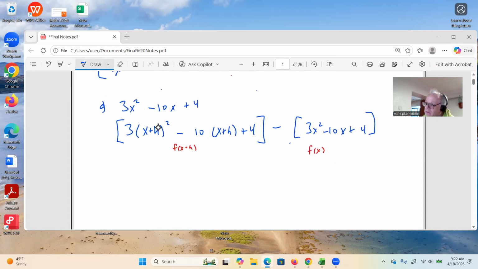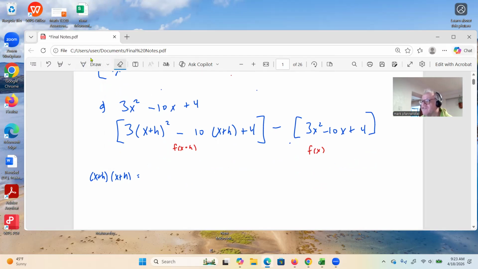So we've got a squared. Exponents take place before multiplication does. So we have to square this thing out before we can multiply out by the 3. So we're going to say this is 3, and off to the side here, we're going to do an x plus h times x plus h and figure out what that equals. I'm going to move this 3 down a little bit. And we can just FOIL this thing out.